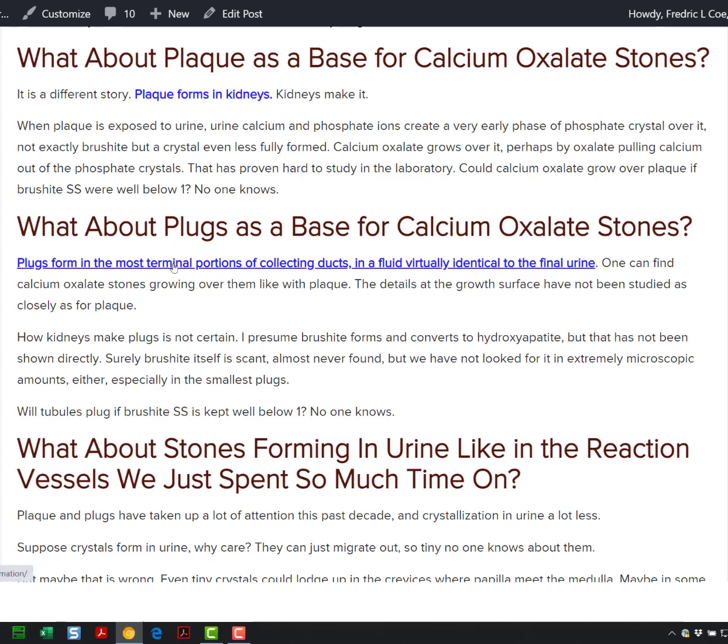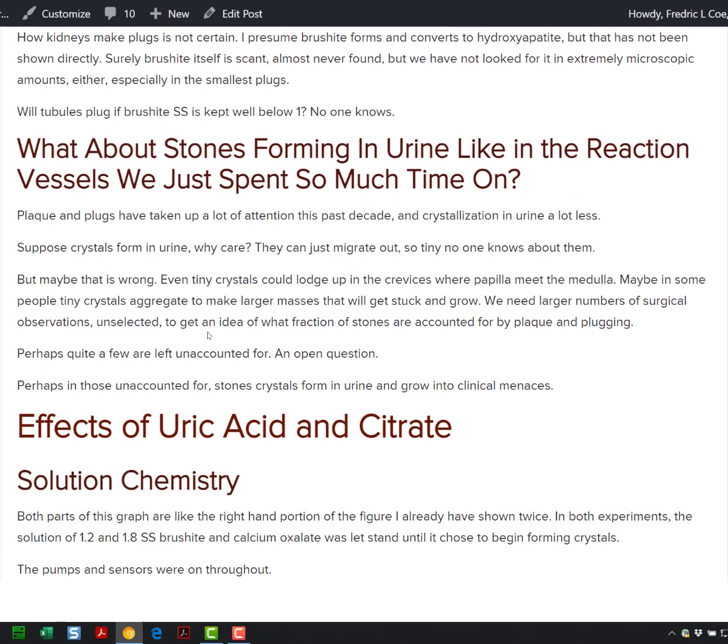What about plugging of tubules? The urine washes over the ends of the plugs, calcium oxalate stones form. Same story. It forms over the apatite. Not the same as what I'm describing. So what am I describing? How crystals could form in the urine. Not on plaque, not on plugs, but in the urine. Does this happen? Sure. How often? I don't know.